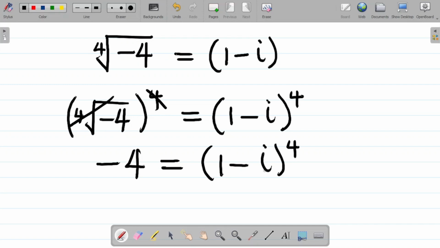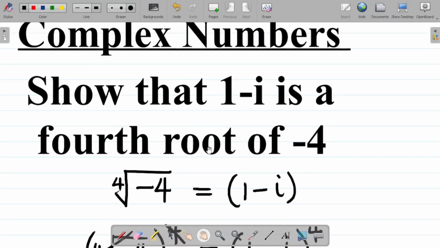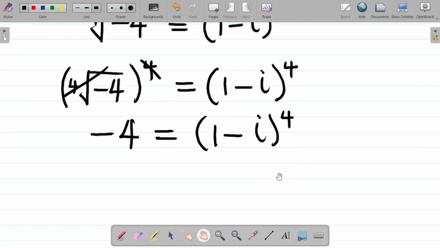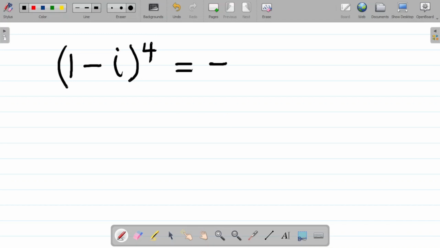Now, what does this mean? This simply means that if I take 1 minus I to power 4, I should have my answer as minus 4. All right, so for us to prove this question as being true, all we have to do is to take 1 minus I and raise this to power 4. And after solving, we'd see if our answer will be equal to minus 4. That becomes the task at hand. Okay. All right. So how do we do that?